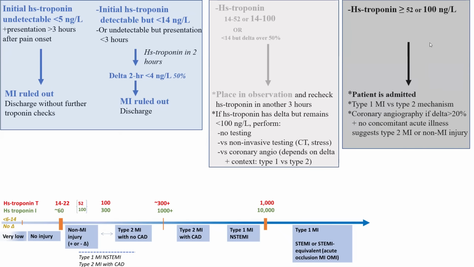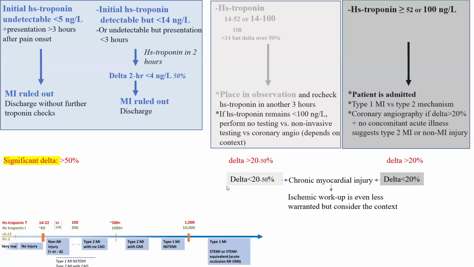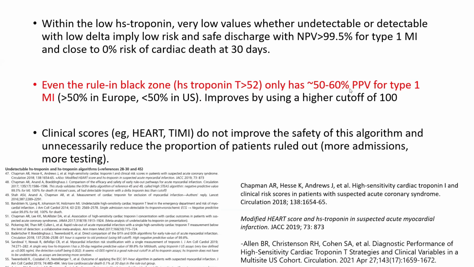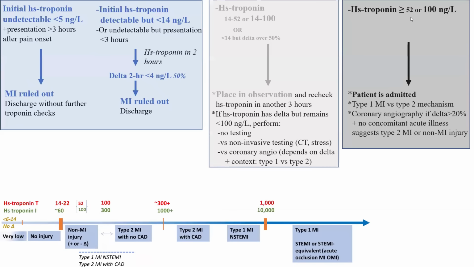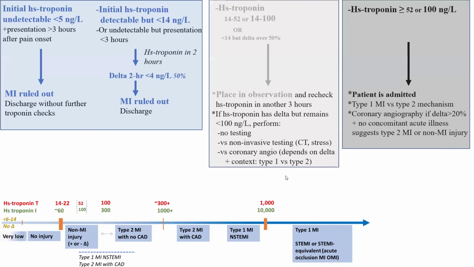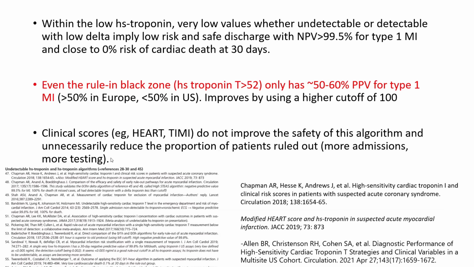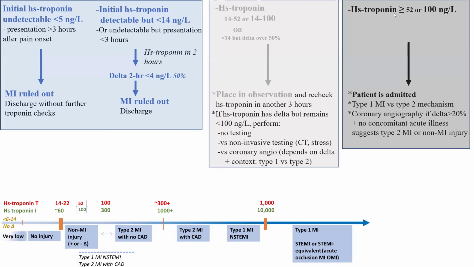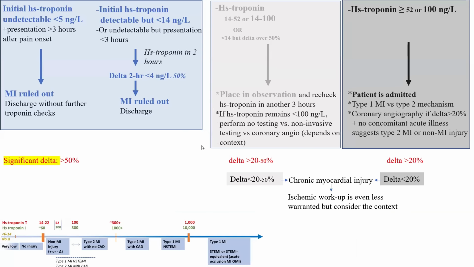Keep in mind that across population studies, troponin over 52 had only a 50 to 60% positive predictive value for type 1 MI. So even when you're in this zone, half the time you're not type 1 MI. You're either non-MI injury or you're type 2 MI. Particularly in the US, less than 50% of patients in this category end up having type 1 MI, more than 50% in European registries. And this is improved by using 100 rather than 52 cutoff.